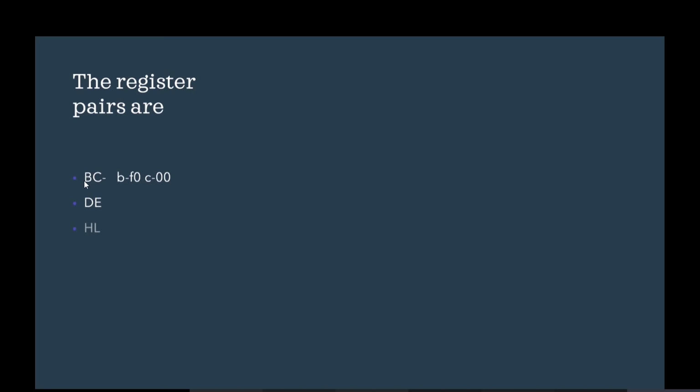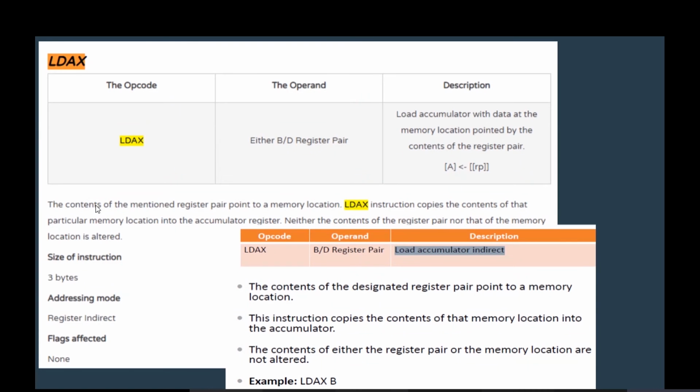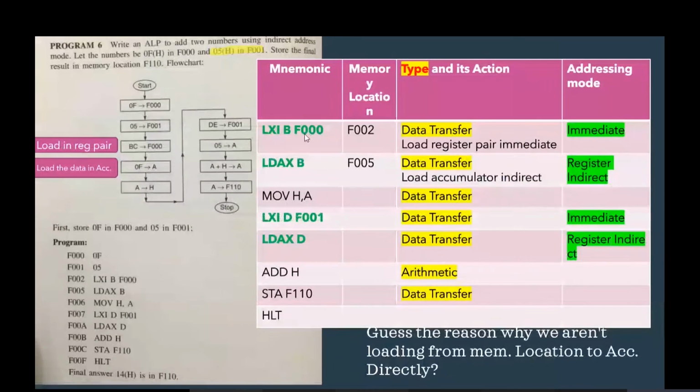Whenever you say B register pair, you are implicitly referring to BC. Whenever you speak of D register pair, you are implicitly referring to DE. So here, when I say LXI B F000, I'm saying that this F000, which is 2-byte data, is broken down and the higher order goes to B. So B will have F0 and C will have 00. That is what I'm loading here. So loading register pair immediate: immediately I'm loading the register pair with this address or this data.